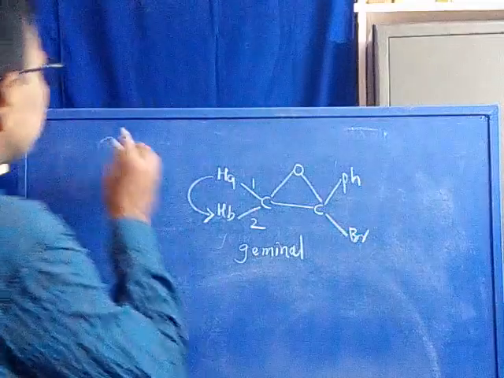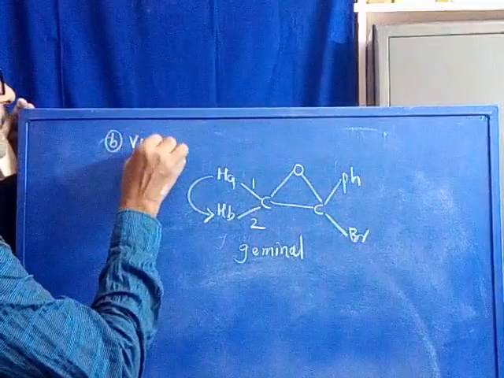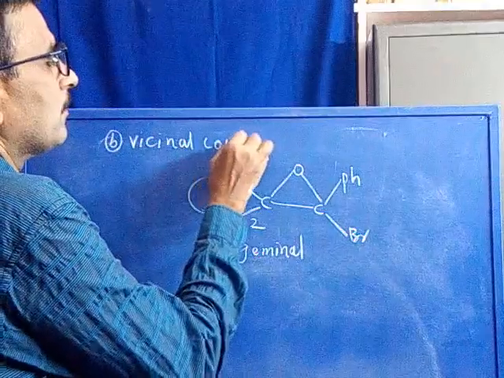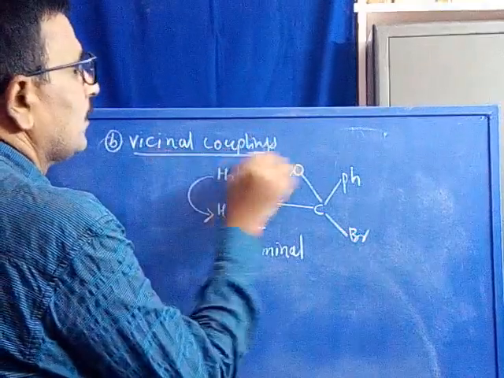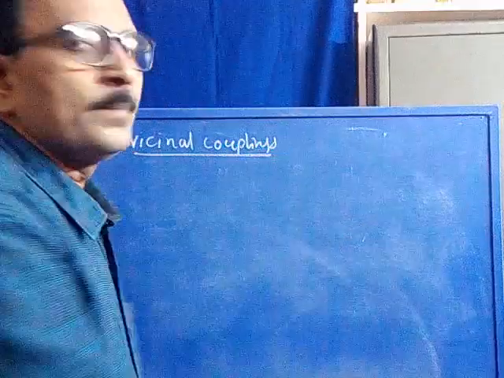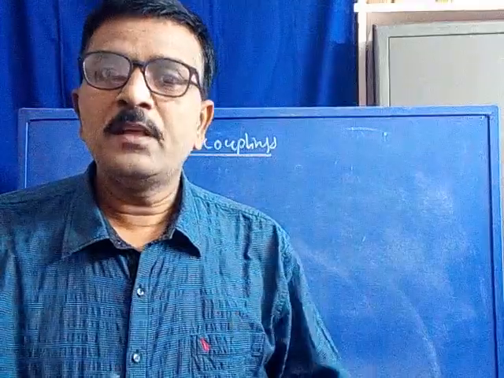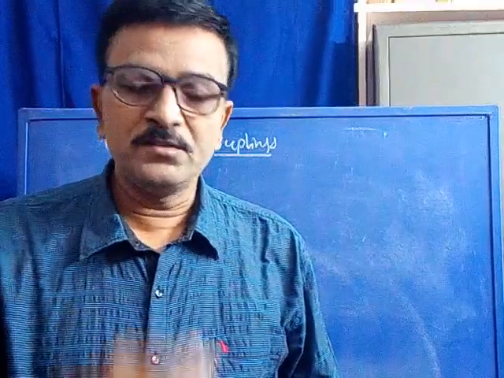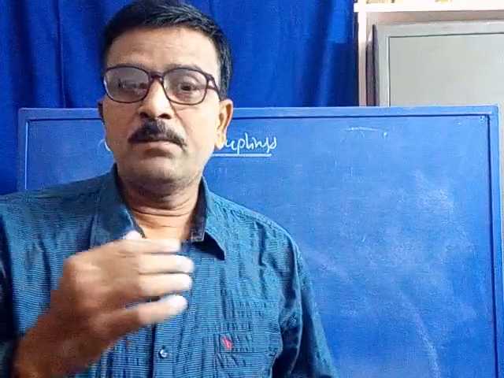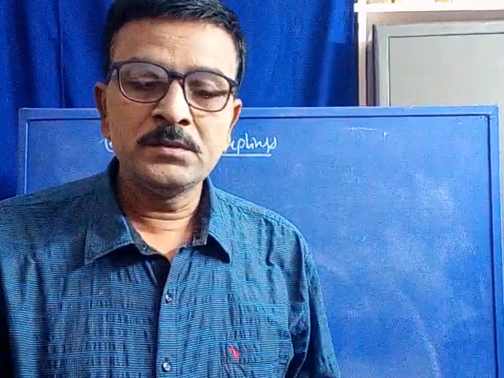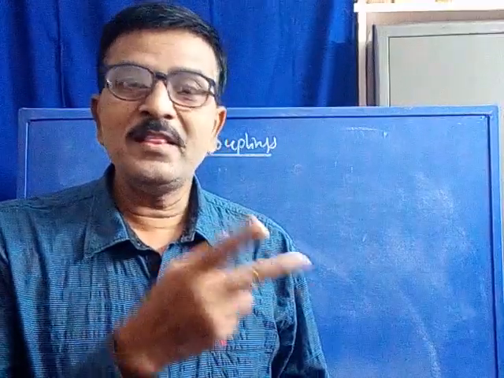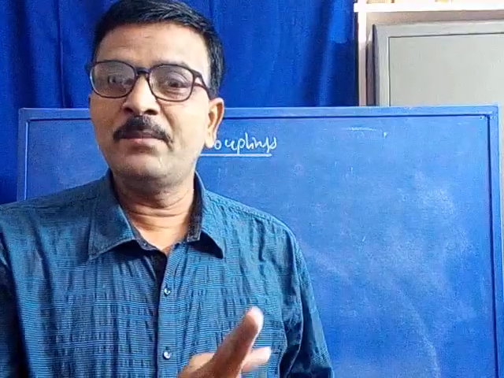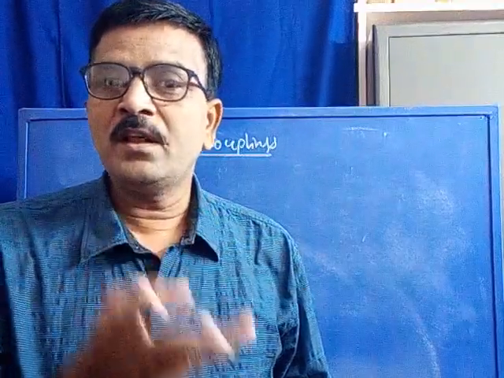Next, vicinal coupling. Now, a coupling interaction between the nuclei or between the protons which are separated by three bonds is known as vicinal coupling. The coupling interaction between the protons which are separated by three bonds is called vicinal coupling. When there are two bonds, we refer to it as geminal coupling. When there are three bonds between the coupled protons, it is known as vicinal coupling.